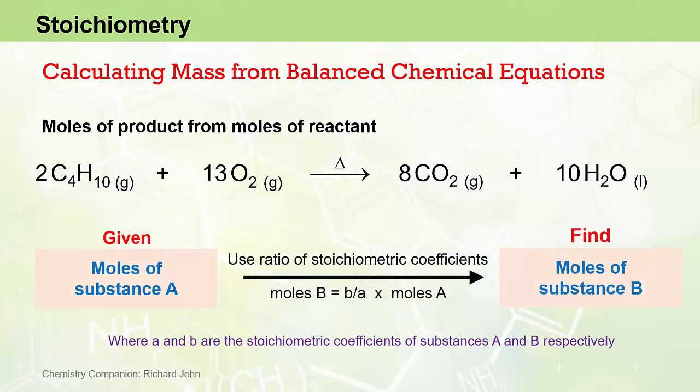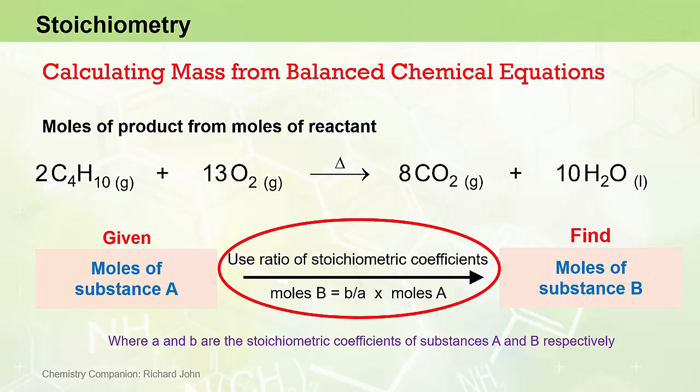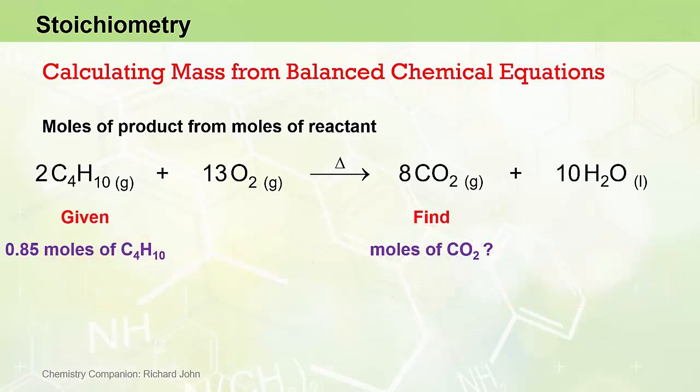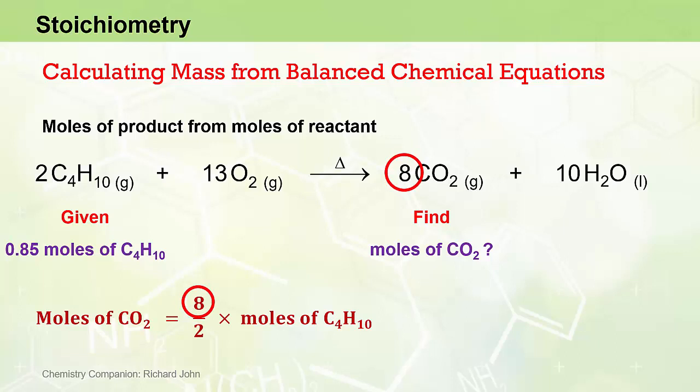And we use this diagram here to help, which shows that if we are given the moles of one substance and asked to find the moles of another substance, we use the ratio of the relevant stoichiometric coefficients to do the calculation. And so in this scenario, the moles of carbon dioxide produced is expressed as 8 divided by 2 times the starting moles of butane. The 8 comes from the stoichiometric coefficient of carbon dioxide, the substance we are trying to find information about, divided by the stoichiometric coefficient of the substance we've been given information about, in this case, the 2 of butane.